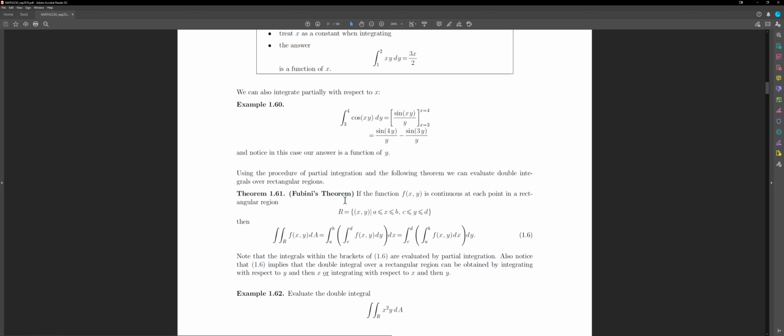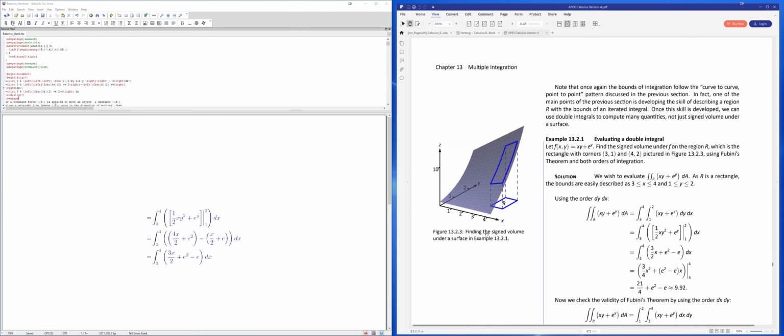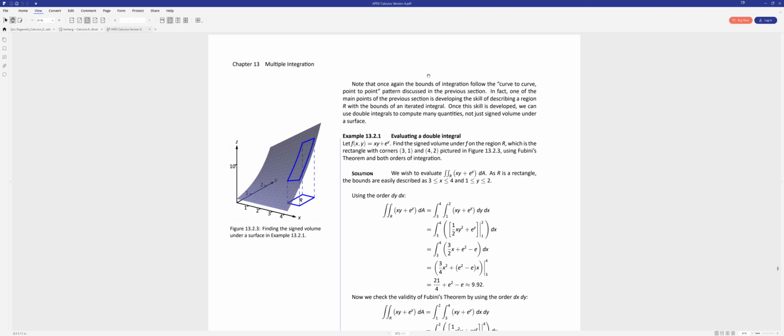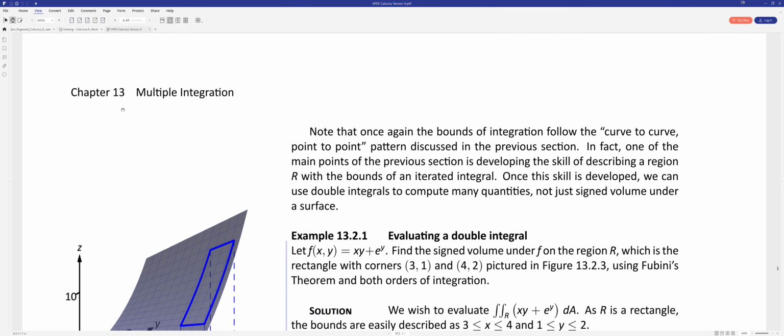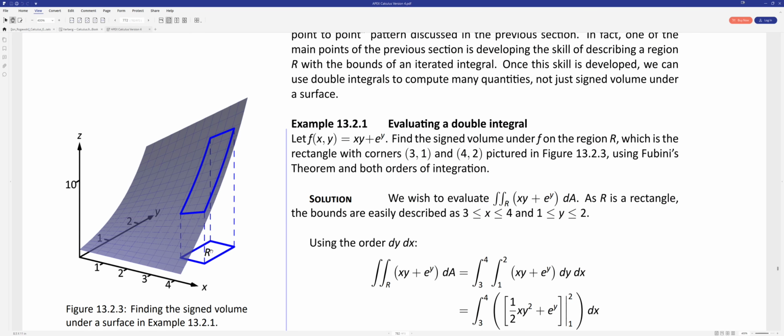So this first method, this Fubini's theorem over here, this first one is for a rectangular region. This is a rectangular region in your xy plane. An example of what that looks like is this here. So this is a rectangular region.